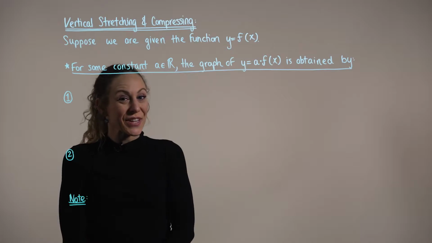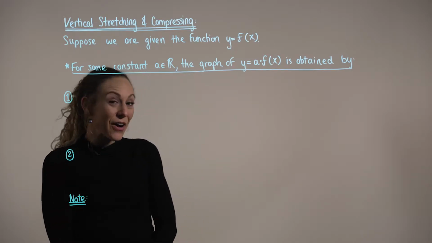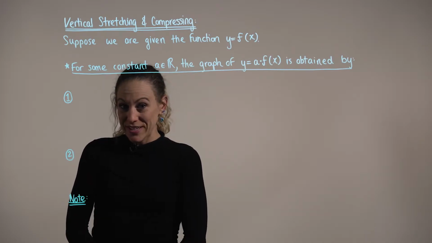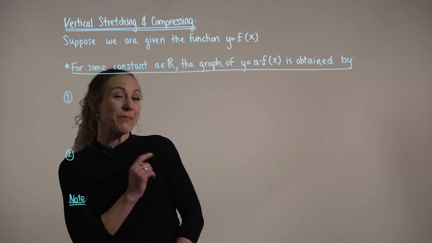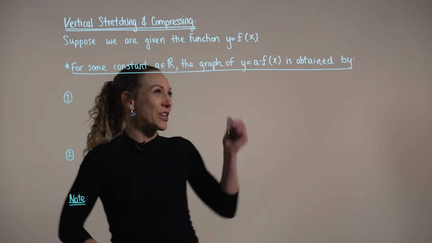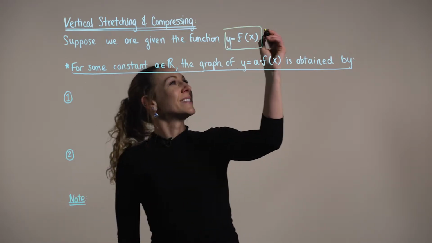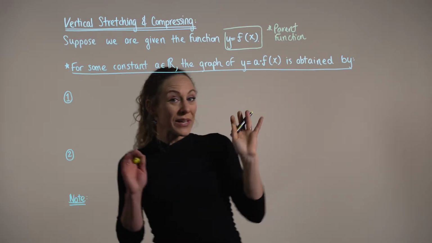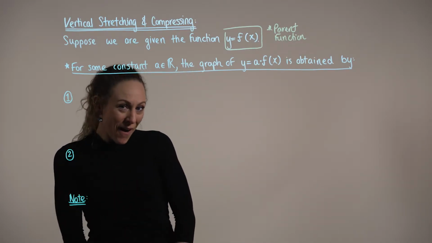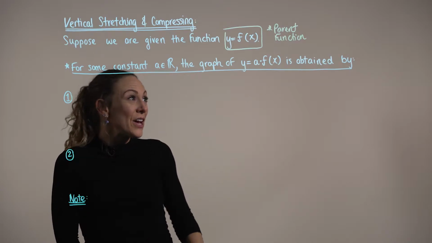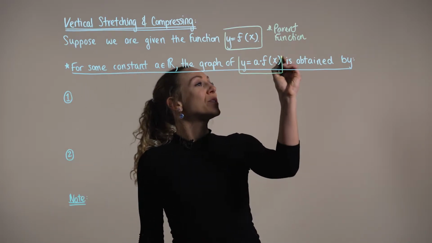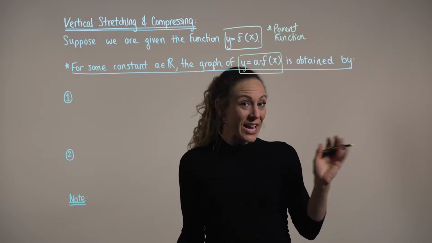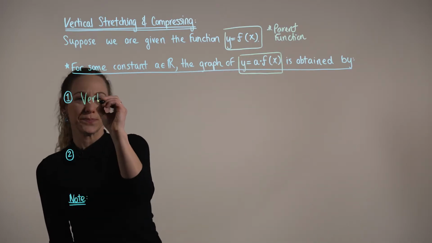The last translation that we need to explore is that of vertical stretching and vertical compressing. Now, as always, let's begin by supposing that we are given a function y equals f of x, our parent function or basic graph. Now here, we say that for some positive constant a, the graph of y is equal to a multiplied by the parent function can be obtained one of two ways.